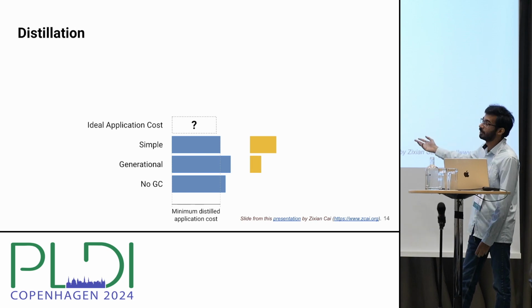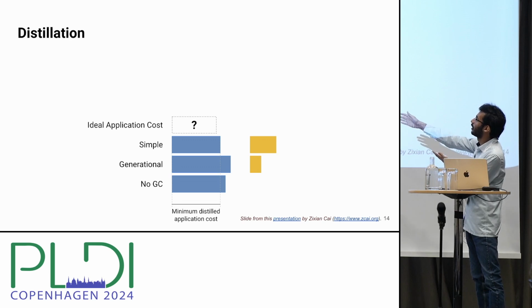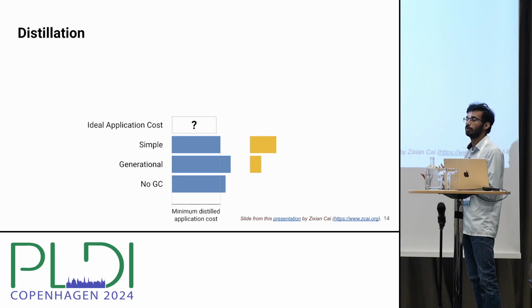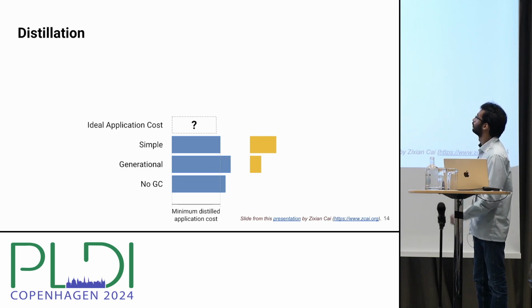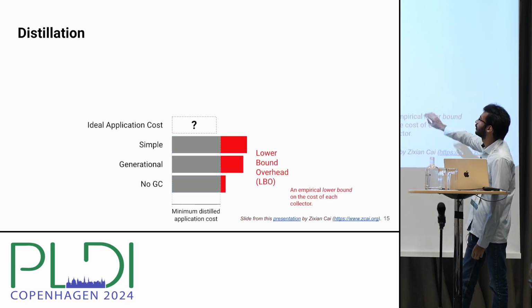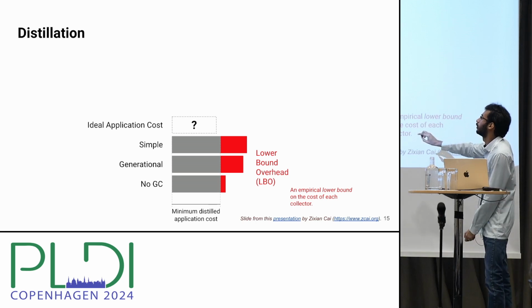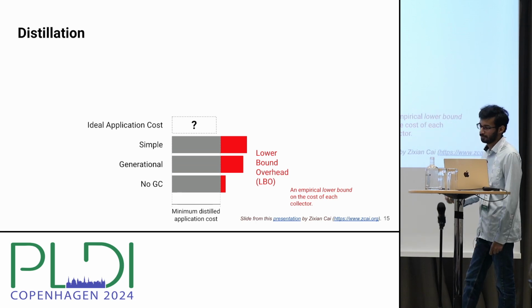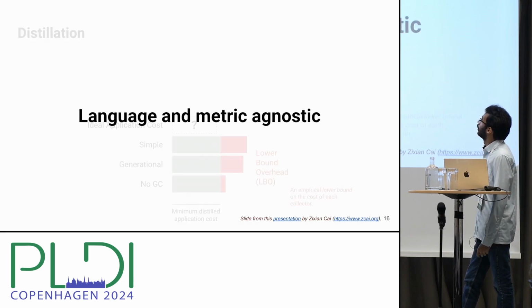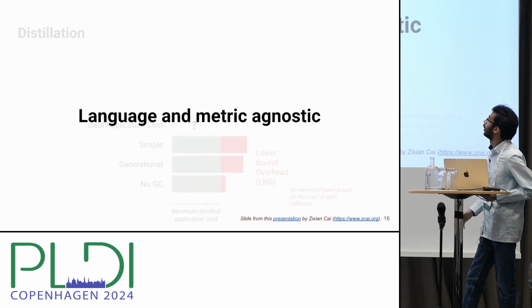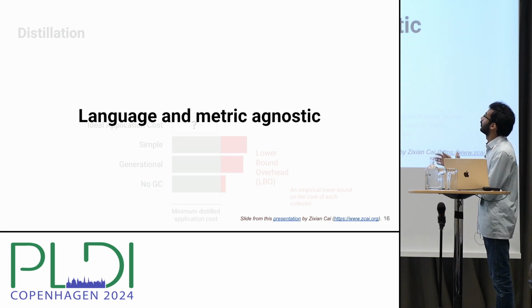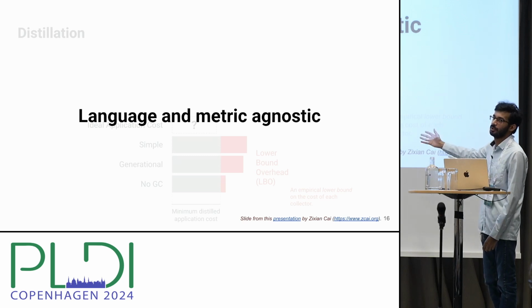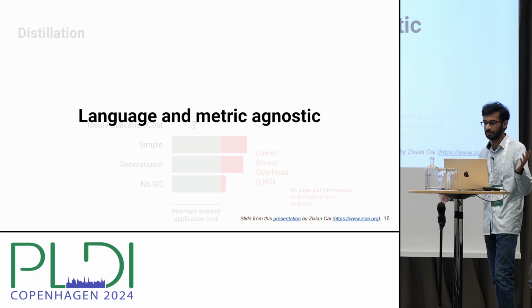A key requirement of this approximation is having simple baselines which have clearly attributable costs and very few hidden overheads. I've essentially skipped over the detailed steps of how we calculate this approximation, but in the end we get something like this, where the regions shaded in red are considered to be the empirical lower bound on the cost of each of these different collectors. And the cool thing about this is that the methodology is both language and metric agnostic. We could have been doing this in Java and Python, and we could have been trying to measure wall clock time, CPU cycles, power, etc.